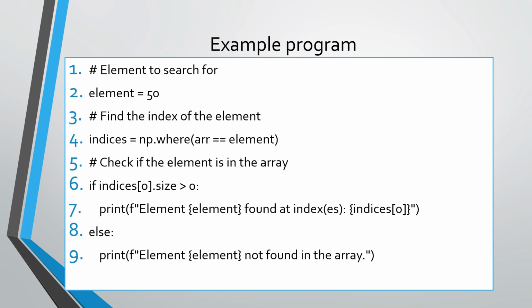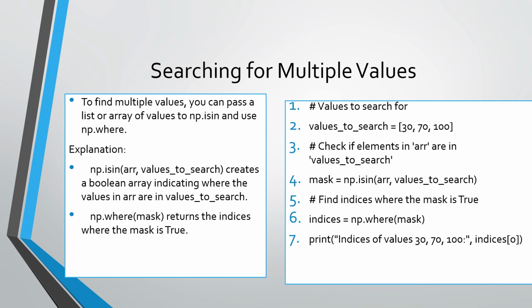In the next example, we assign 50 to a particular variable element and we are trying to find the index of the element. So here we have to check in the where function array is equal to element, and we can check whether the element is found or not by placing this condition. If index of 0 dot size is greater than 0, then we can say that the element is found at a particular location. Otherwise we can say that the element is not found on that.